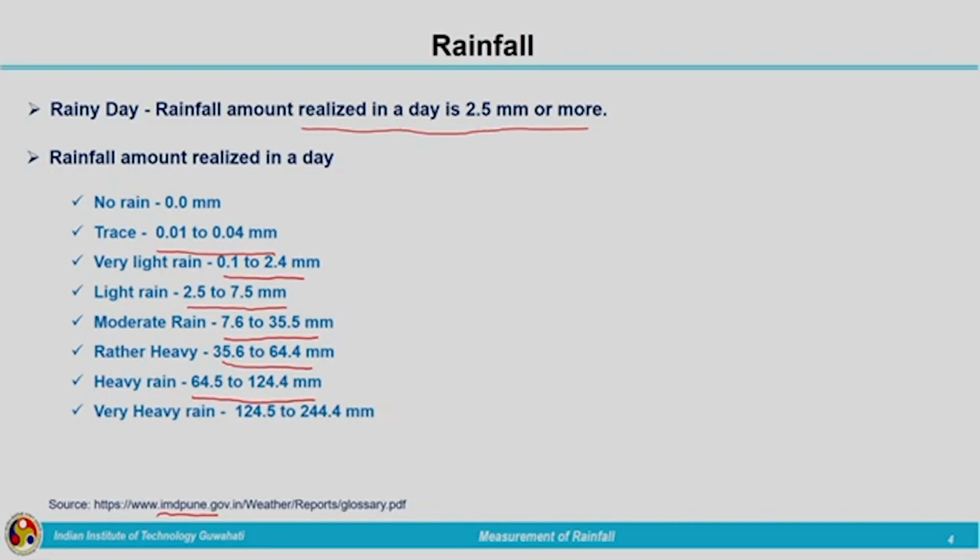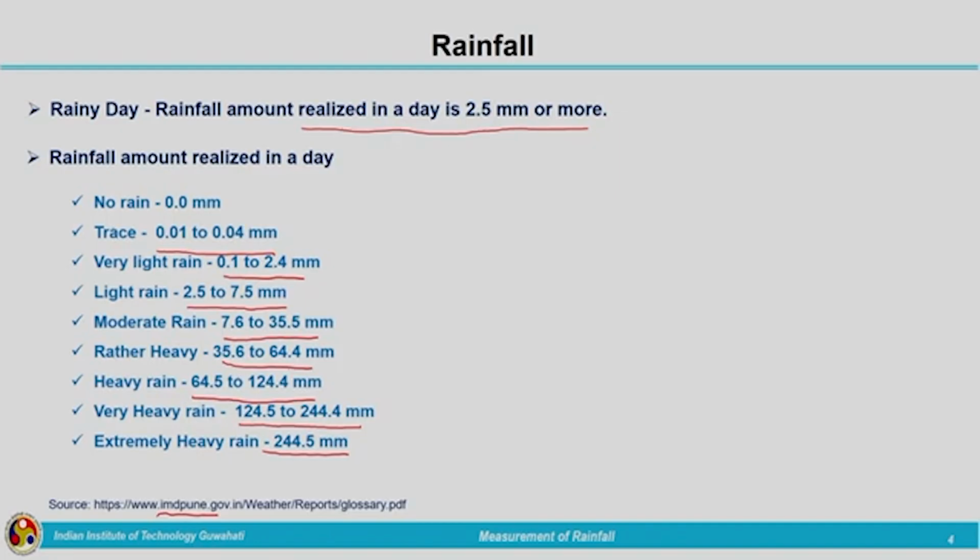Next is very heavy rain. Very heavy rain is ranging between 124.5 to 244.4 millimeters. Next is extremely heavy rain, that is around 244.5 millimeters. Beyond that it happens. So, it is exceptionally very high rainfall.